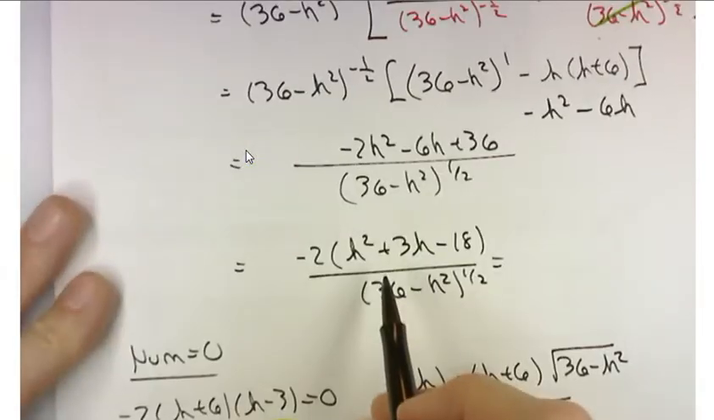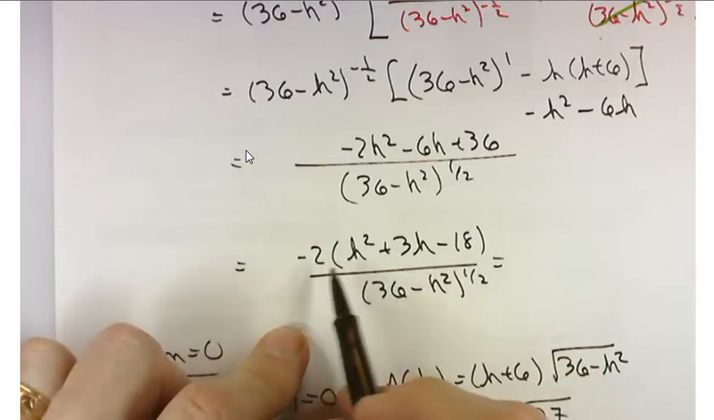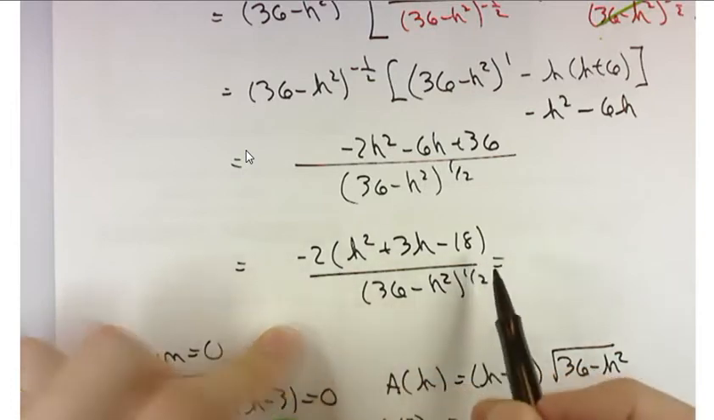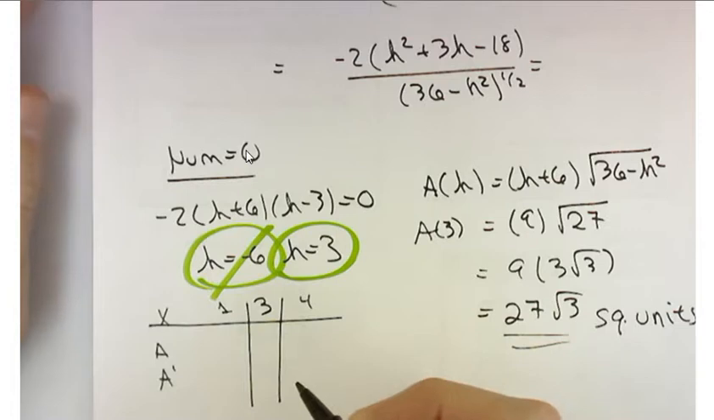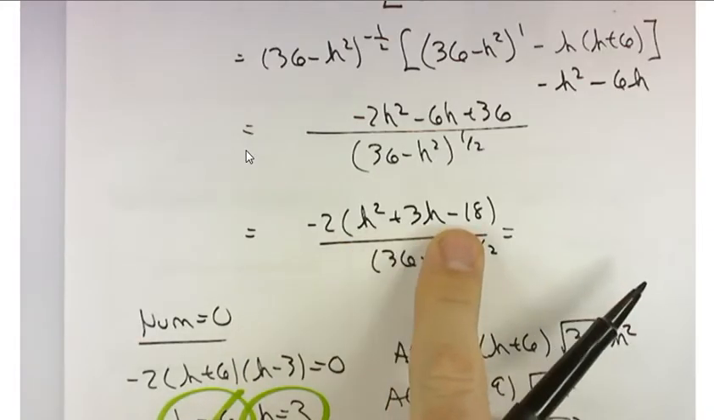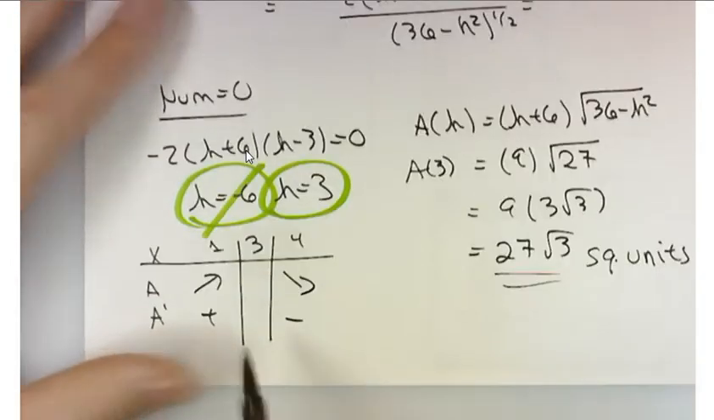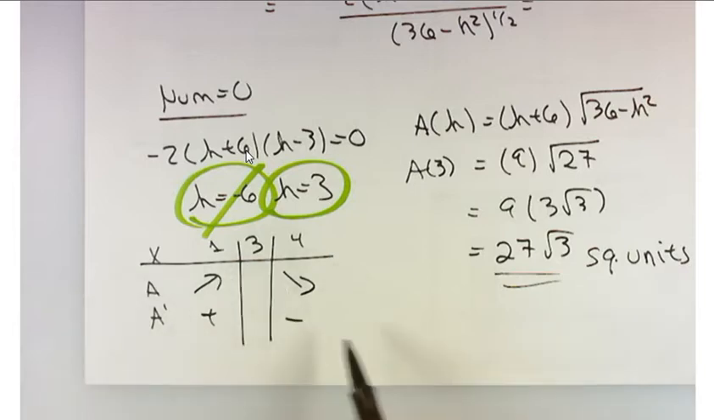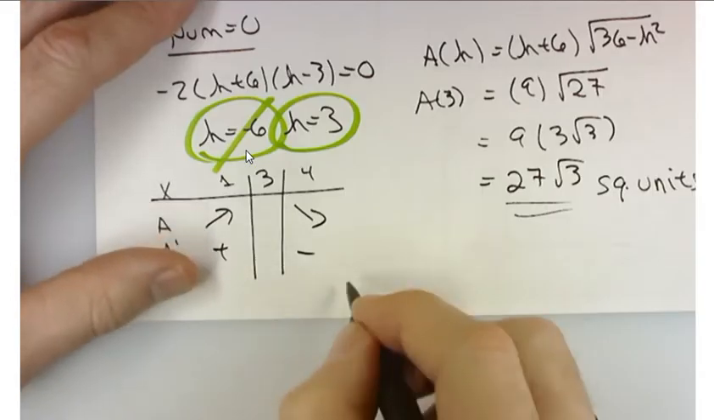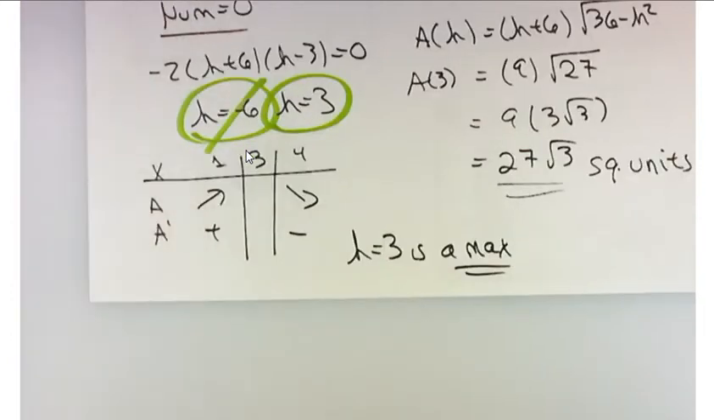Now when I put in a 1 here, I'll get negative 14 times negative 2. Well, a negative times a negative is going to be a positive. So it's going to be increasing. If I put in something to the right of 3, like a 4, 16 plus 12 minus 18, that's going to be positive, times negative 2 is going to be negative. So the function there is increasing, then decreasing. So what kind of point does that have to be? Yeah, it has to be a max. So h equals 3 is a max. Yeah, great question. Thank you.